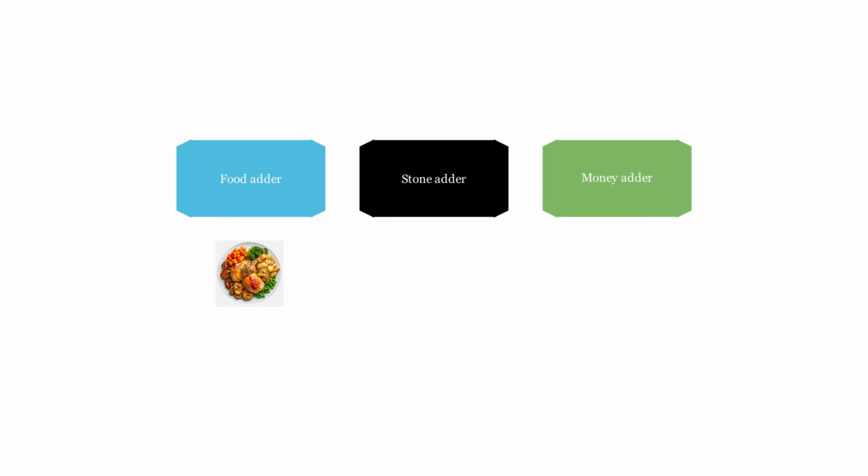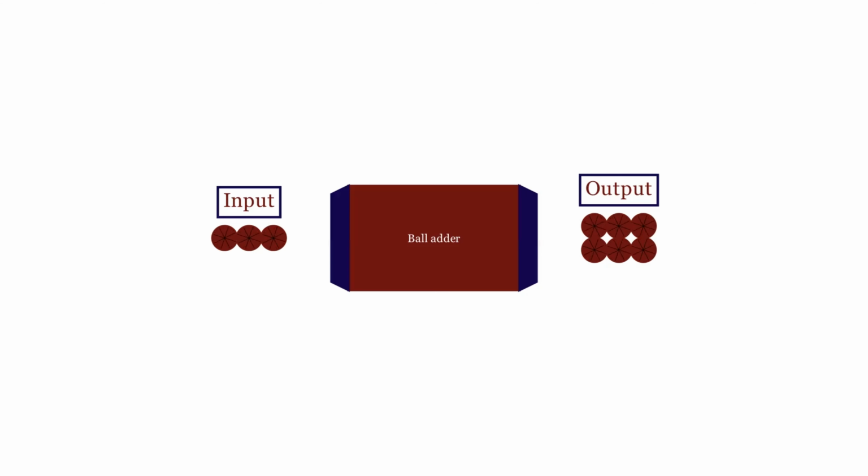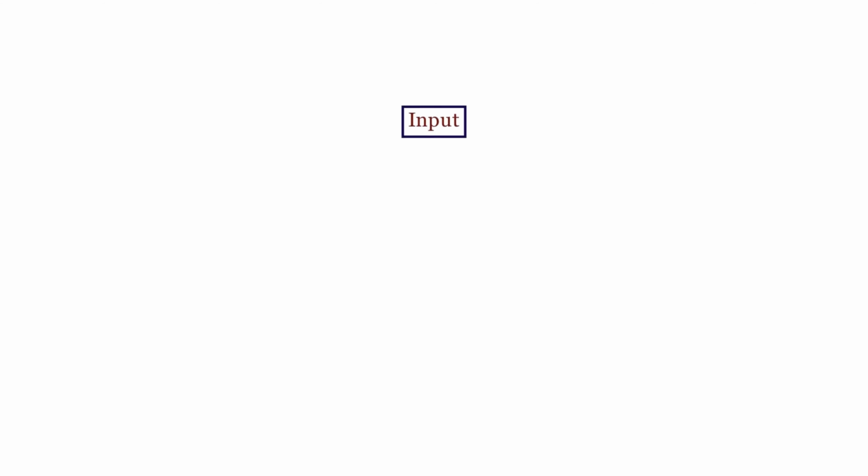If we would have different machines like food adder, money adder, or stone adder, by the same logic we used for the ball adder, this machine should be able to alter the number of foods, money, or stone that we give them. Anything else would damage the machine. In the same way, every type of function or machine has a unique set of inputs that we can input into it. And since we are talking about keeping the machine in good shape, we can decide to keep track of the good inputs for the ball adder machine.